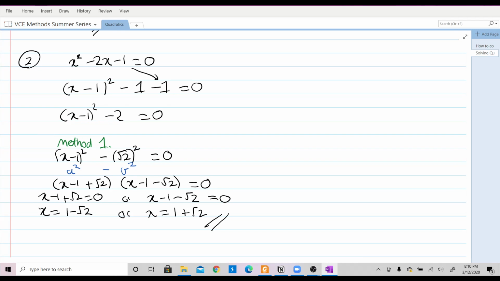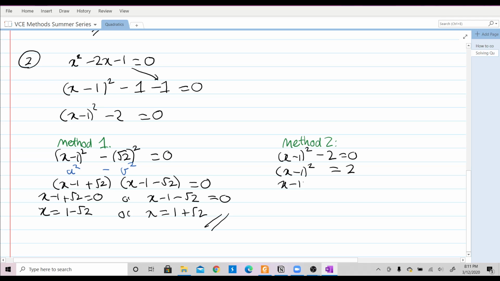Using method 2, we have (x - 1)² - 2 = 0. We're going to bring that 2 to the other side, so it equals 2. Square root both sides, so it becomes x - 1 = ±√2. And then bring the 1 over to the other side, so it's 1 ± √2. So that's 1 + √2, or 1 - √2.